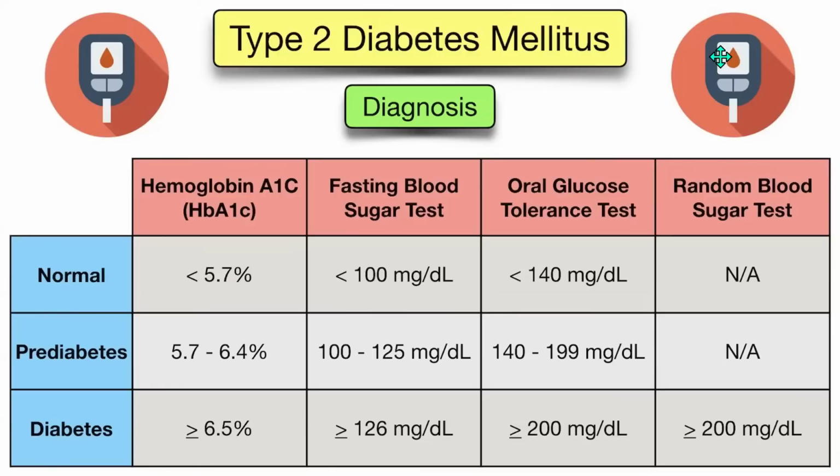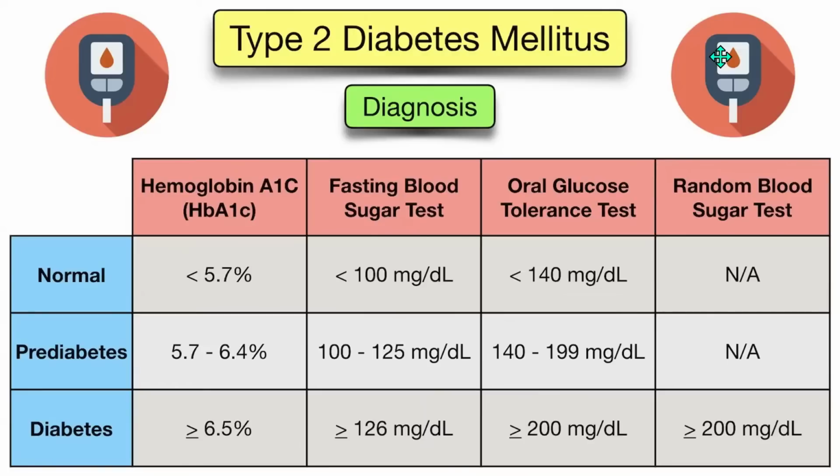After you haven't eaten overnight, you take the blood glucose level. If it is less than 100 milligrams, it means that you are healthy. If it is between 100 and 120 milligrams per deciliter, it means that you are pre-diabetic. And if your blood glucose level is greater than 120 milligrams per deciliter or 7 millimoles per liter, it means that you are diabetic.